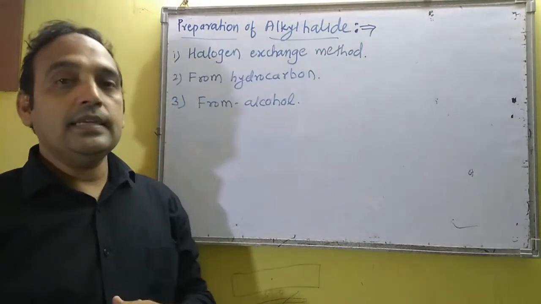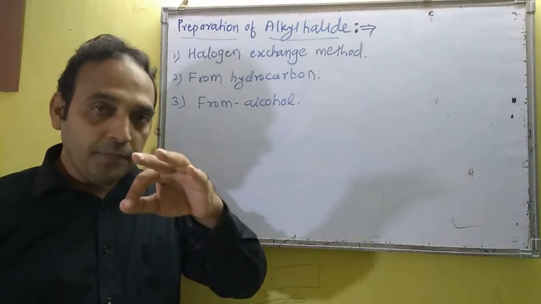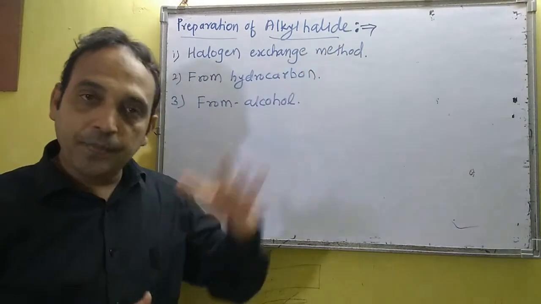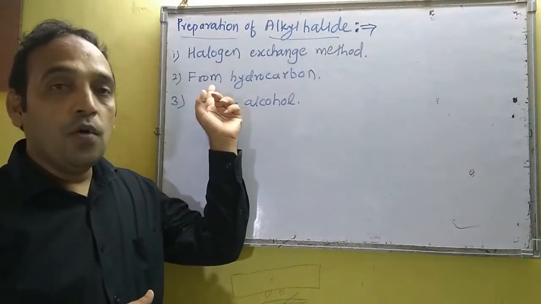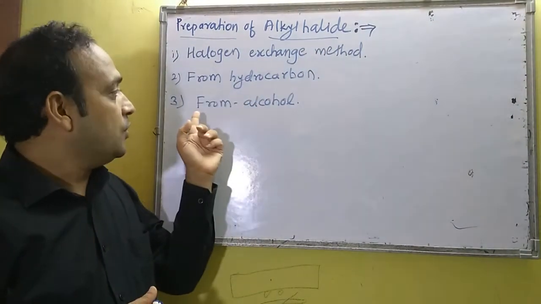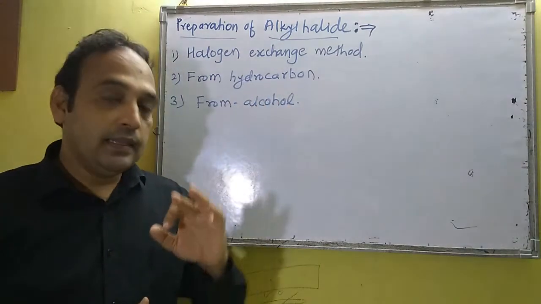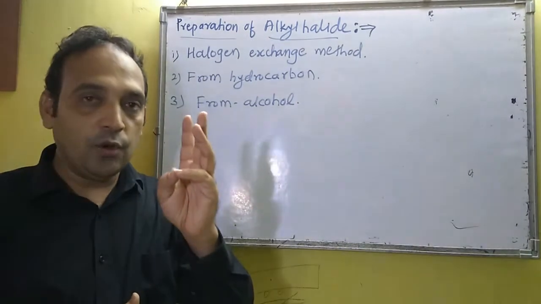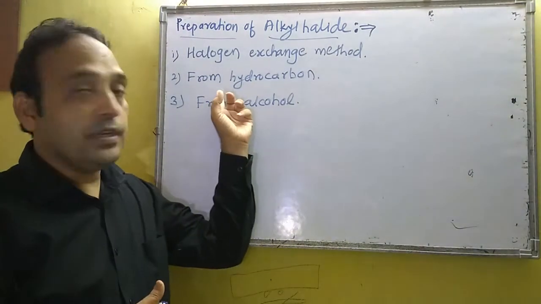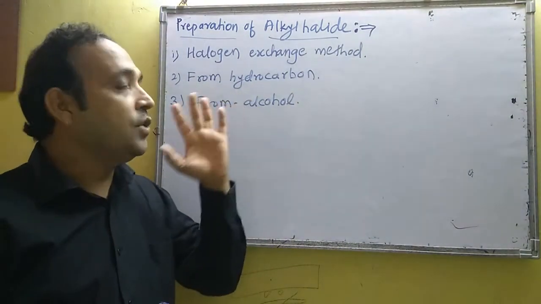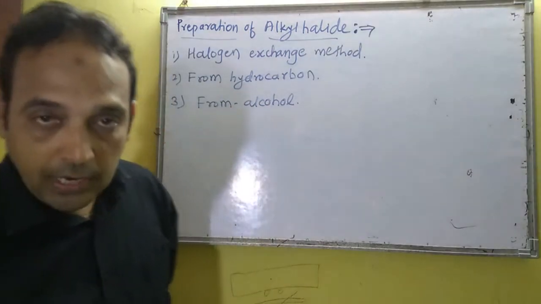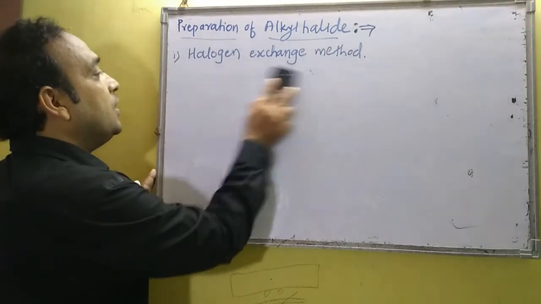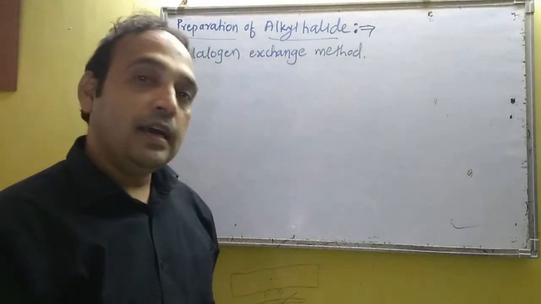Now alkyl halides can be prepared by three different methods. First one, halogen exchange method. Second one, from hydrocarbon, and third one from alcohol. There are three preparation methods of alkyl halides. Now one by one we will try to cover the methods of preparation of alkyl halides.